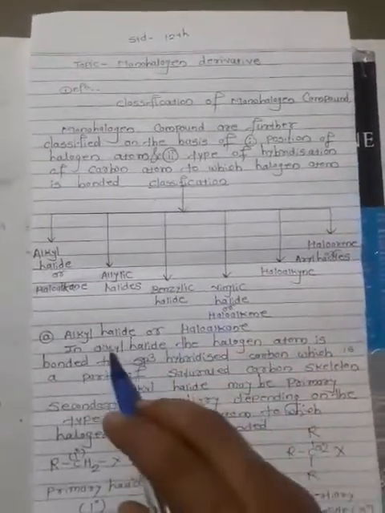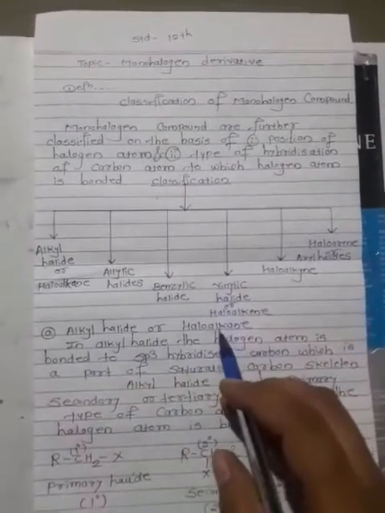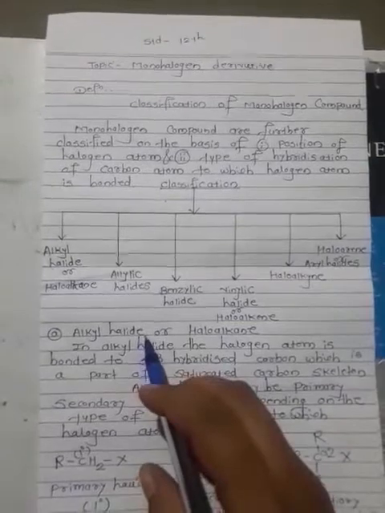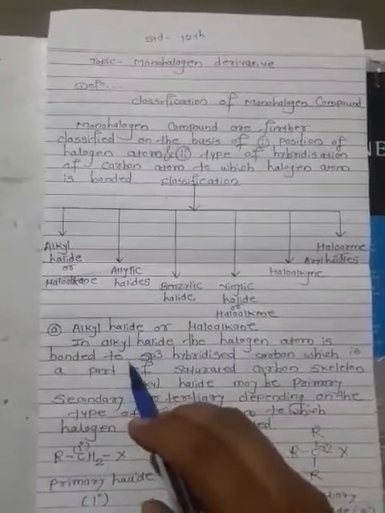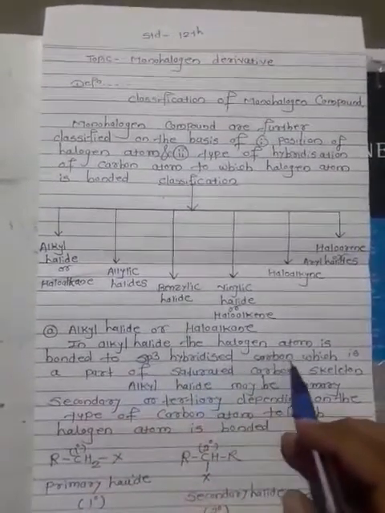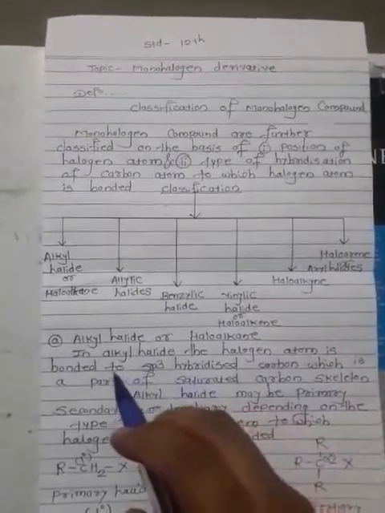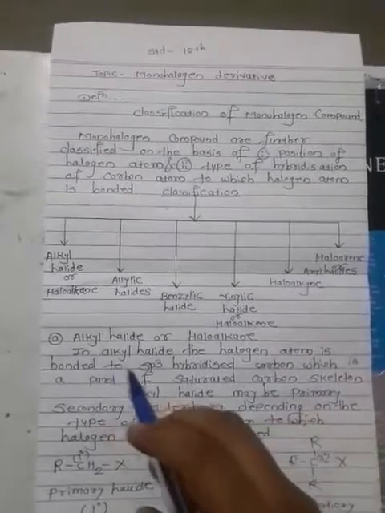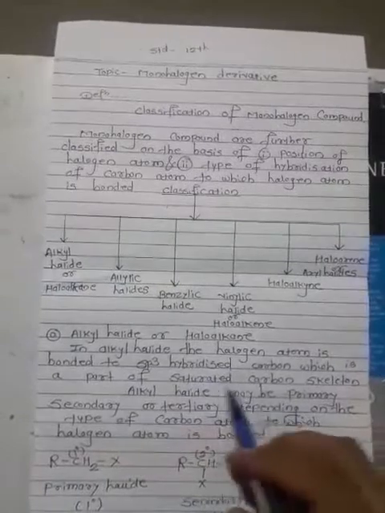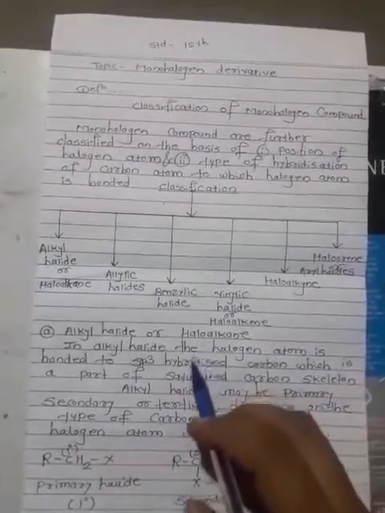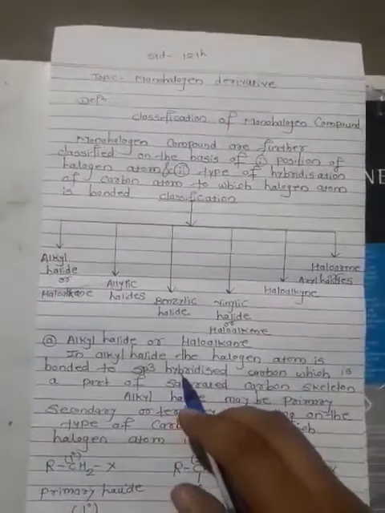Now we see one by one. First is the alkyl halide or haloalkane. This type we have also discussed in the 11th class. What is the alkyl halide? In alkyl halide, the halogen atom is bonded to an sp3 hybridized carbon atom, as hybridization is also explained in detail in the 11th class syllabus. This sp3 carbon is part of the saturated carbon skeleton. Saturated means it contains only carbon-carbon single bonds, so its name is haloalkane. Here the sp3 hybridized carbon atom plays an important role.